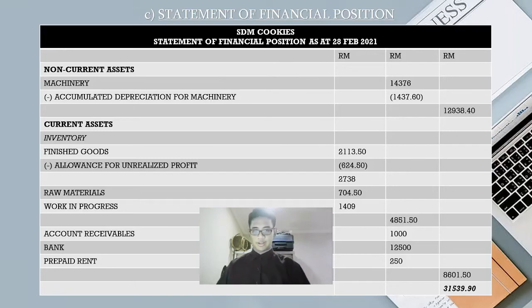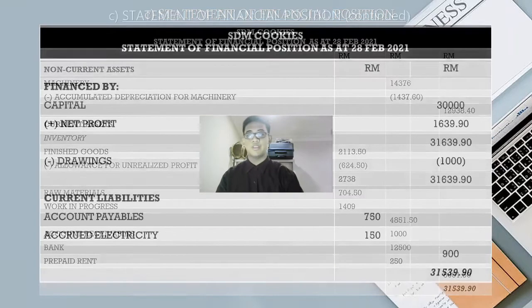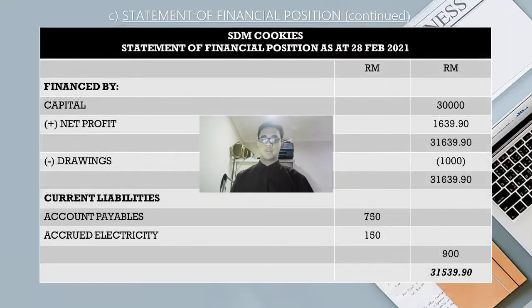Next up, we are financed by a capital of 30,000 ringgit. Adding the net profit and minusing the drawings worth 1,000 ringgit will equal about 20,639 ringgit and 90 cents. Adding current liabilities, which are account payables and accrued electricity, amounting to 900 ringgit, our accounts are fortunately balanced with an equal value of 31,539 ringgit and 90 cents.